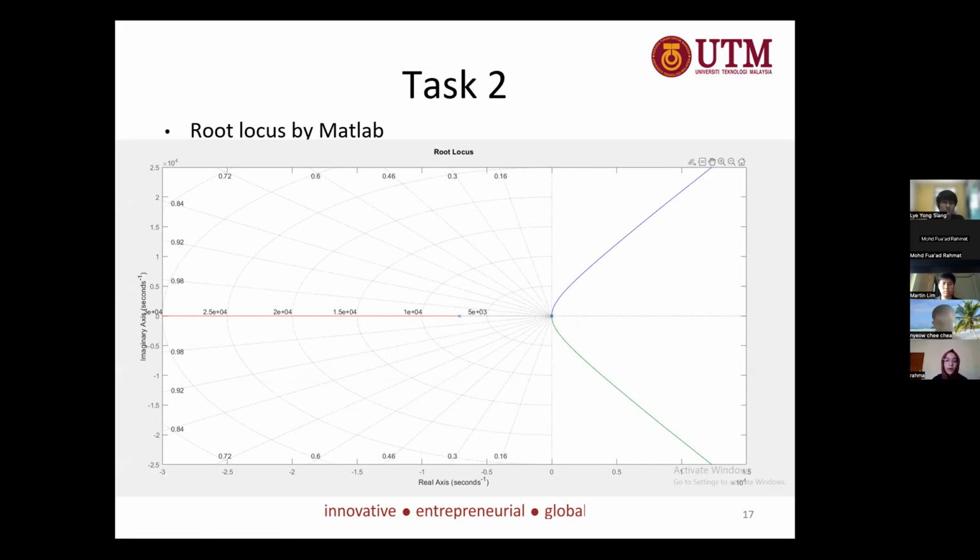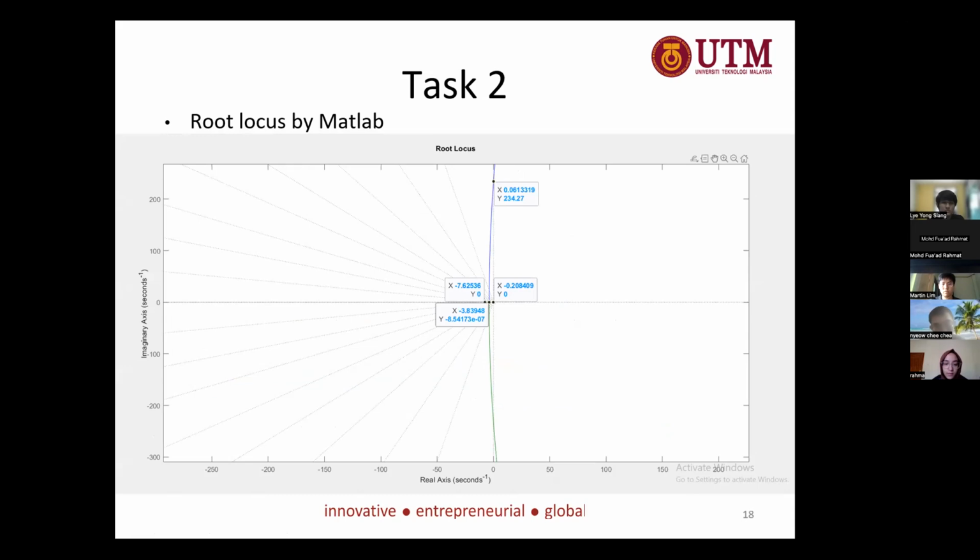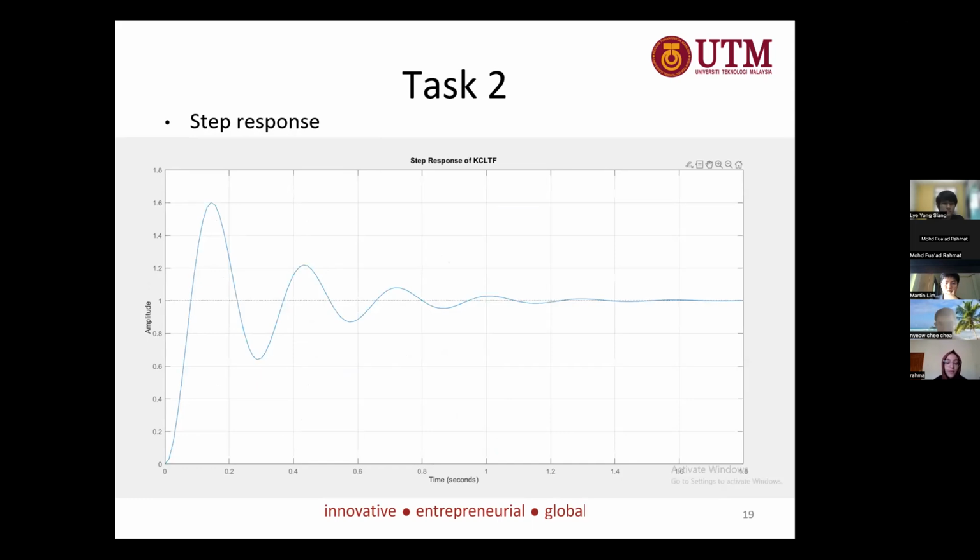Now into the MATLAB results. This is the root locus, which is very similar to the root locus that I drew by hand. This is a zoomed in photo of the root locus so that I can compare the MATLAB results with the calculation results. First of all, the poles are 0 and negative 7.63, which is very similar to my calculation. The breakaway point is negative 3.84, and the jw crossing is 234.27. And then the step response of the closed loop transfer function shows that the system is underdamped.